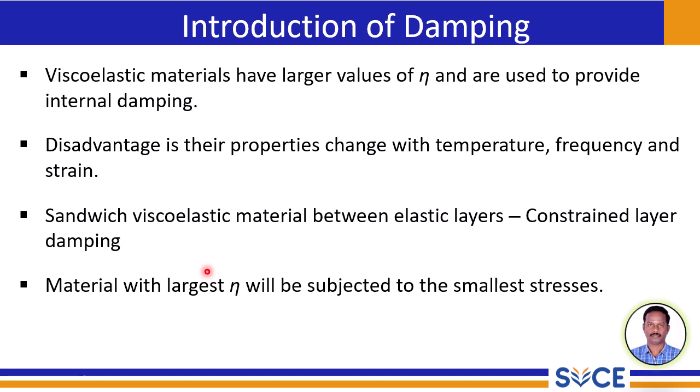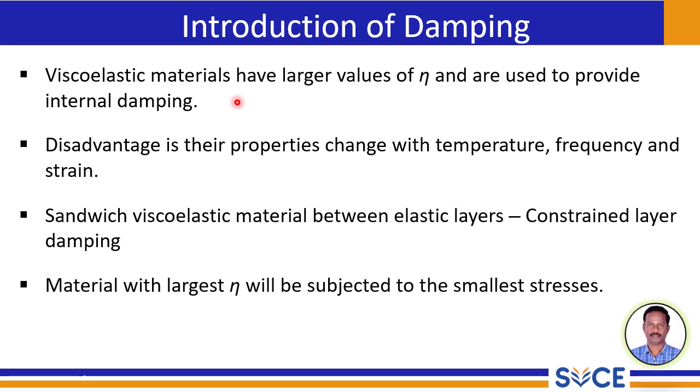Building on our discussion about introducing damping, let's now consider some specific ways it is achieved in practice. Viscoelastic materials. Viscoelastic materials are particularly effective in providing internal damping. These materials exhibit both viscous and elastic characteristics, allowing them to dissipate a significant amount of energy during deformation.